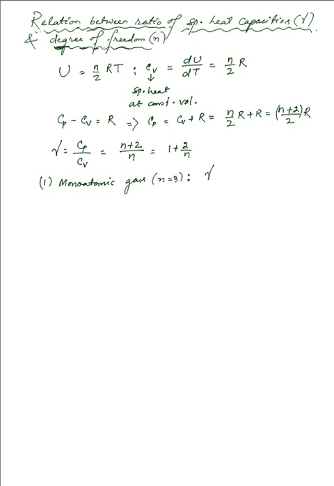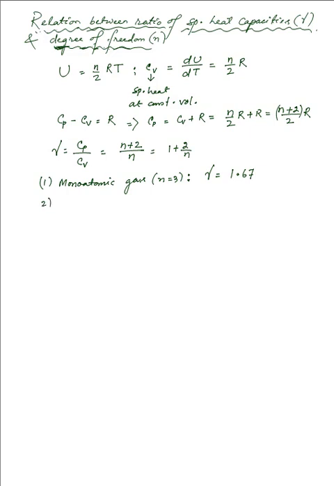So we have the value of gamma. In that case, the value that we have is 1 plus 2 over 3, and 2 over 3 is 0.67, for N equal to 3. So we have that value to be equal to 1.67. So will be the case with diatomic gas at very low temperatures, which is less than 250 Kelvin.